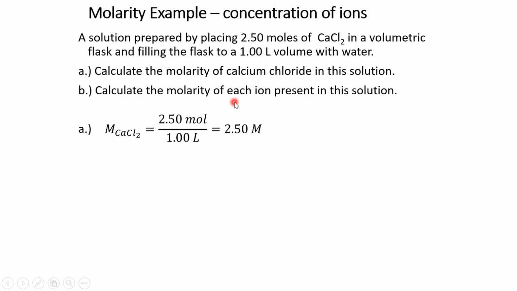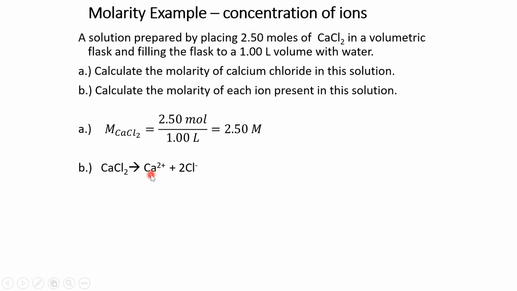But the second part of the problem says calculate the molarity of each ion present in the solution. When calcium chloride is added to water, what it actually does is break up into its ions. And for every 1 mole of calcium chloride that dissolves, we're going to get a mole of calcium ions, and we're going to get 2 moles of chloride ions.